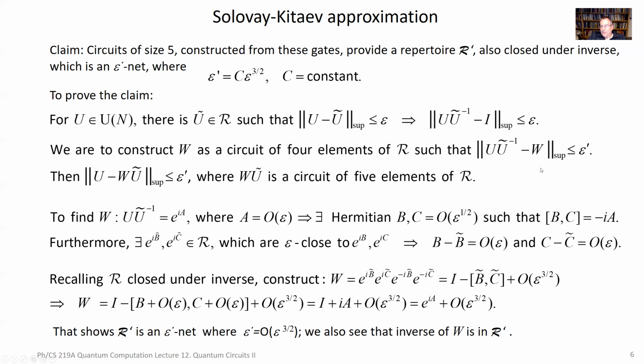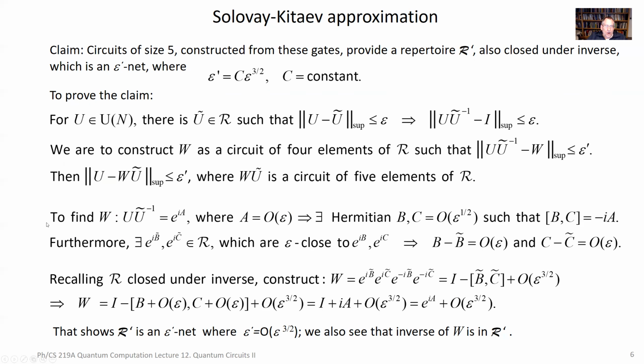So what's missing is I have to show you how to find W, which is epsilon prime close to this unitary, which is epsilon close to the identity, where epsilon prime is order epsilon to the 3/2. That's where we make the improvement in the net, that we are able to go from epsilon, the distance this is from the identity, to epsilon prime of order epsilon to the 3/2, how close W is to this. And now I just have to do some, well, you'll see what I do.